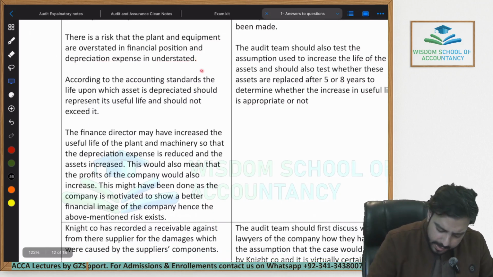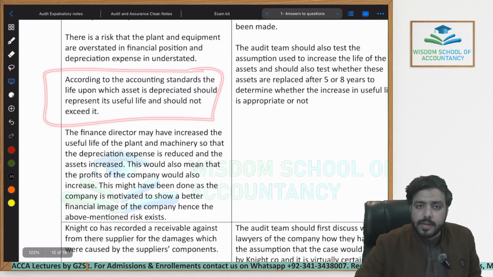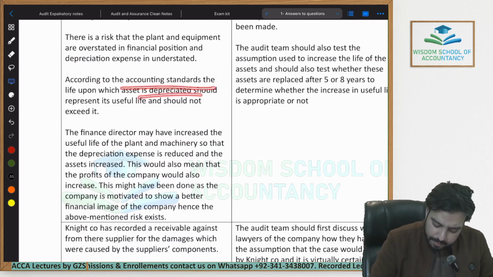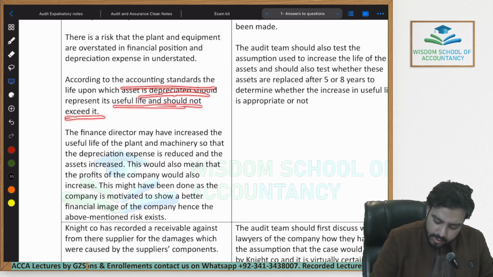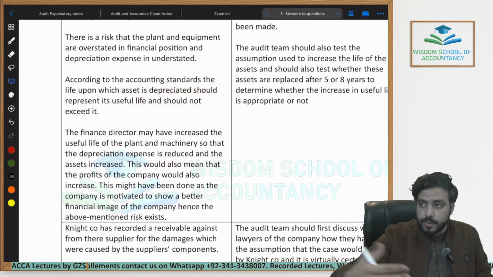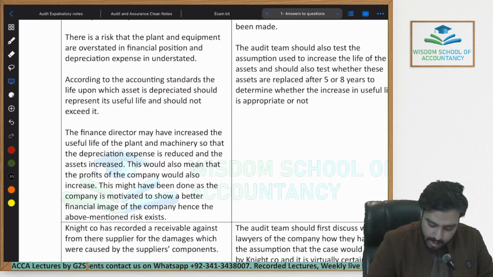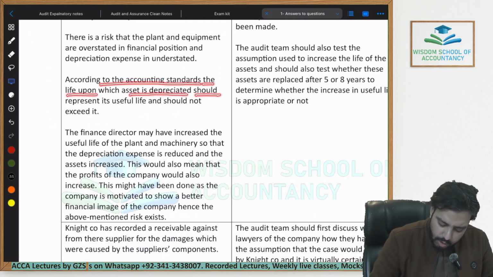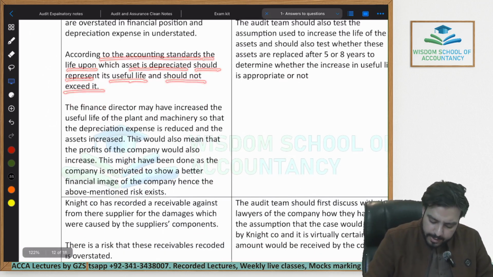Now, coming towards the next paragraph, what does the accounting standard say about it? Accounting standard states that the life of the asset should be based upon which the asset would be actually used, and the life should not exceed the use of the asset. If you will only use this asset for 10 years, you cannot use the life of 20 years then. So that is the same thing it is written. According to the accounting standards, the life upon which an asset is depreciated should represent its useful life and should not exceed it.